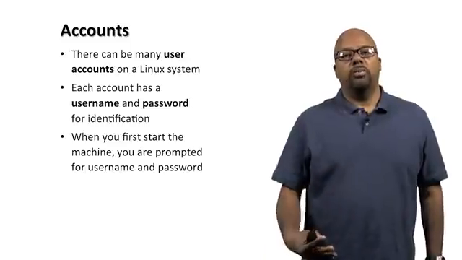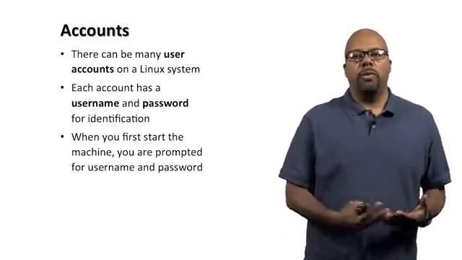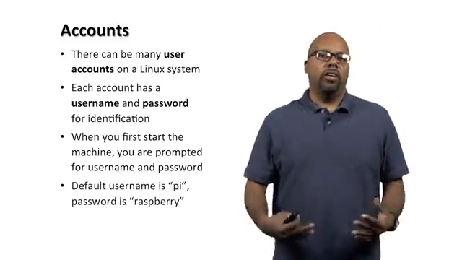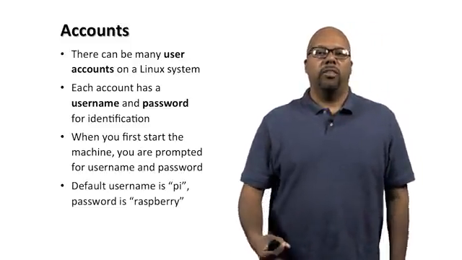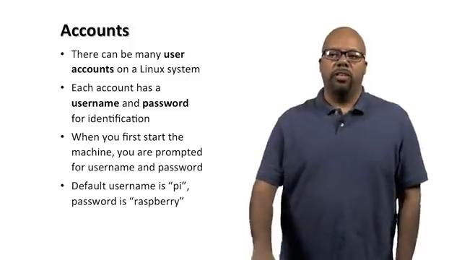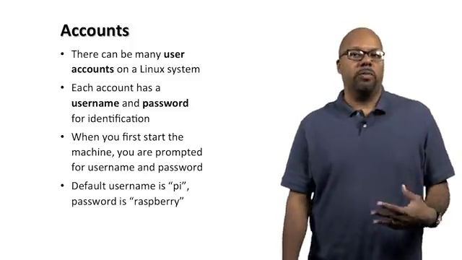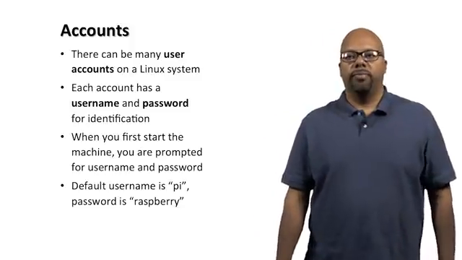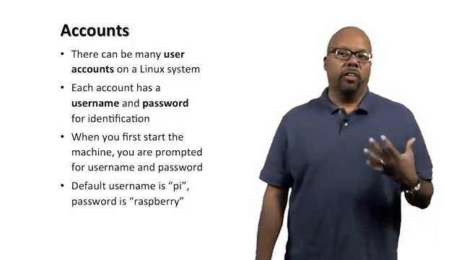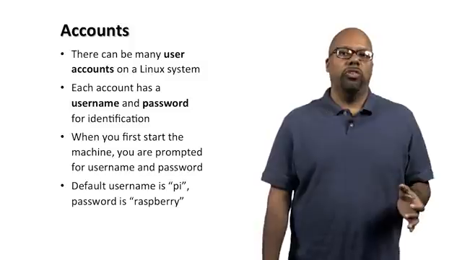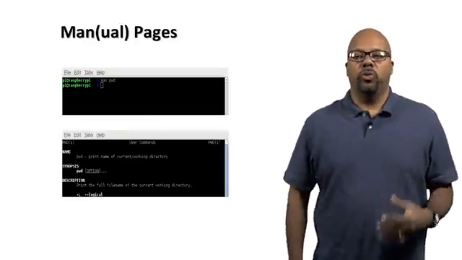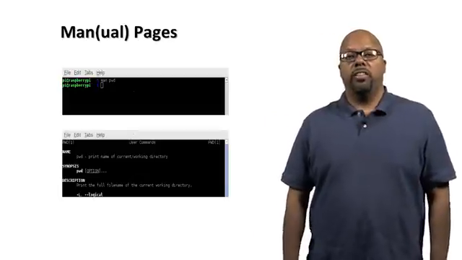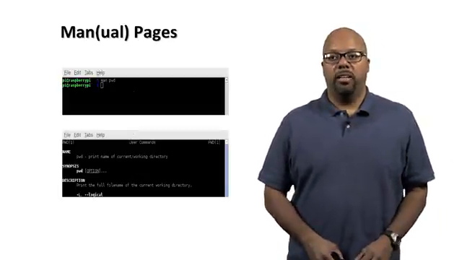So when you first start the machine, you're prompted for a username and a password. Now, the default username, the account that it gives you by default, is Pi. That's the name of it. So that'll be the username, and the default password is Raspberry, which you can change, as we saw through the Raspberry config. So you start off, and that's the login process right there, where you give the username and the password, and it logs you in.